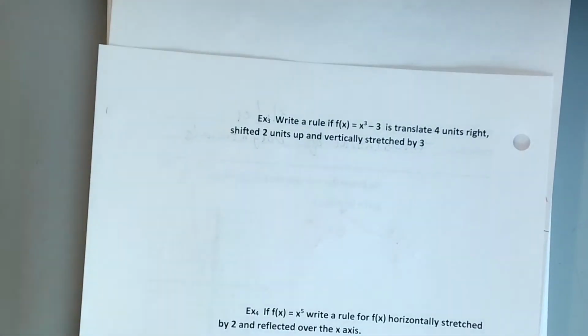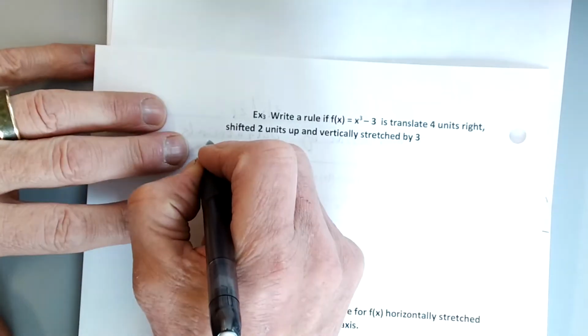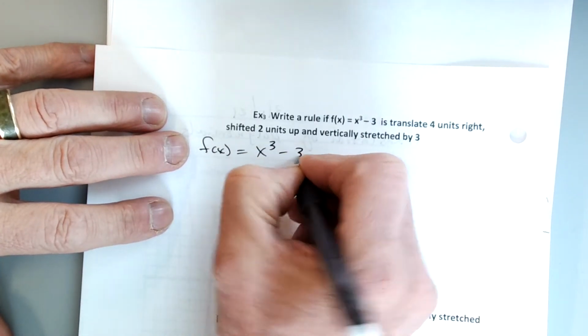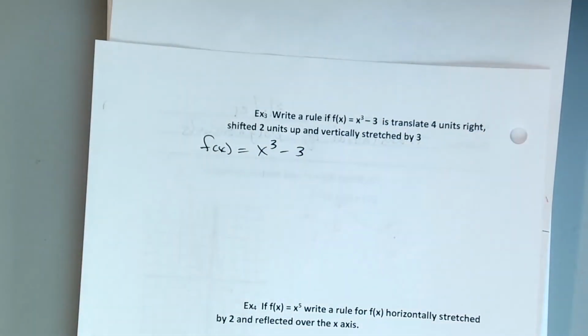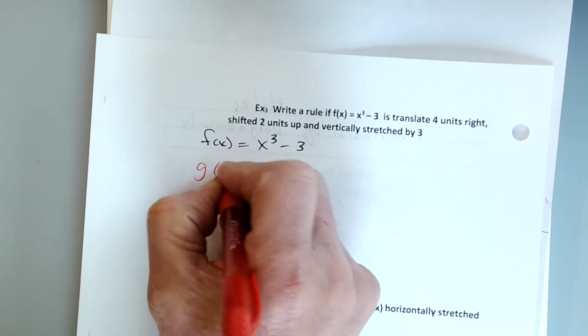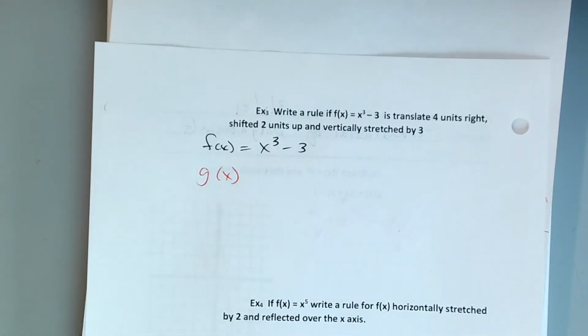Okay. Now, we're not going to graph, we're going to write a rule. So we're going to take f of x, which is x cubed minus 3, and we're going to change it. So we're going to call it a new function. I'm going to call it g of x, because it's going to be my new function, okay? We're going to change it, okay? So how are we going to change it?